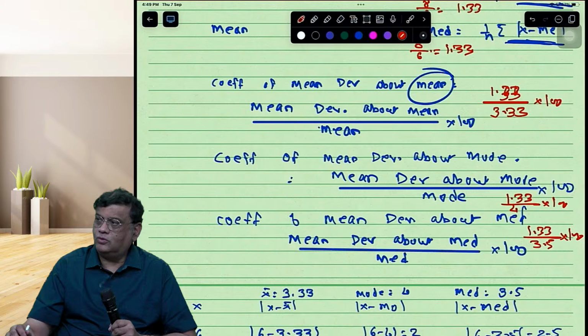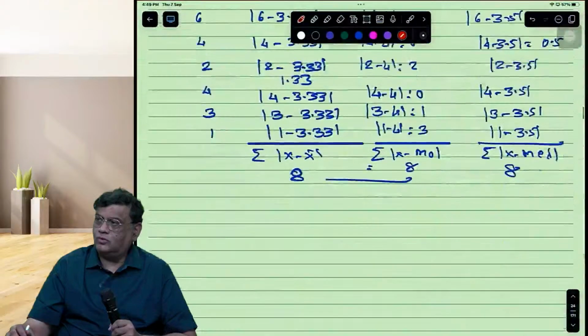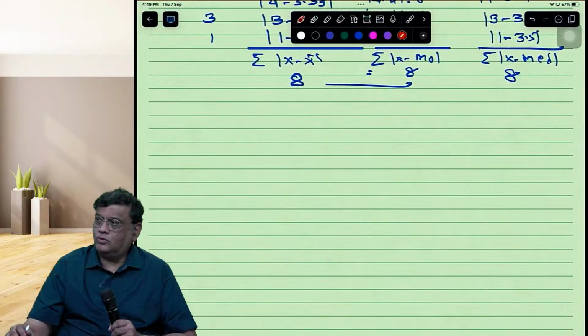Now I come to the last few pages and look at that. Remember, x minus x bar is a variation we said earlier, but that can be positive, that can be negative. To remove the positive negative sign, what did we do? We took the modulus. But one more way of removing the positive negative sign is to make a square of that. So if I make a square of that and then take an average, instead of taking modulus I square it, then what you get is the variance.